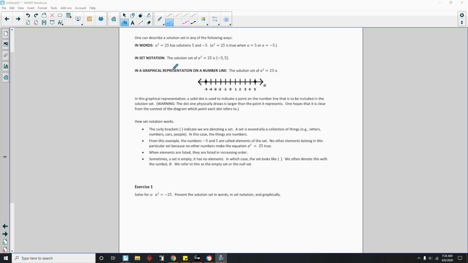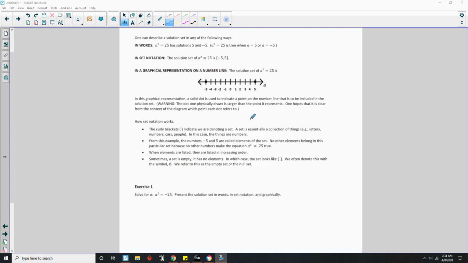In a graphical representation on the number line, the solution set of a squared equals 25 would be the number line with a dot solution at negative 5 and 1 at positive 5. In the graphical representation, a solid dot is used to indicate a point on the number line that is to be included in the solution set.